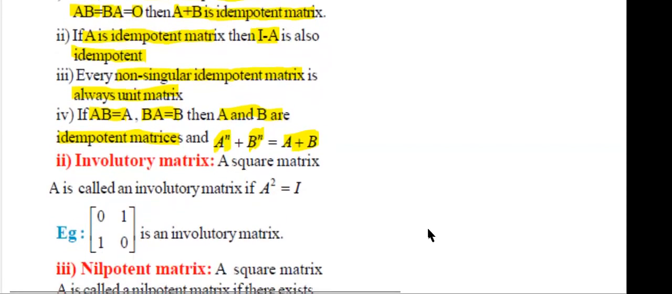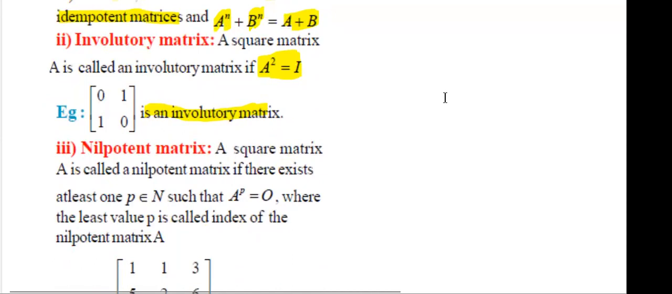Next, most important definition, involutory matrix. A square matrix A is called an involutory matrix if A square is equal to I. A square is equal to A means idempotent matrix. A square is equal to I means involutory matrix. See one example here. A is equal to 0, 1, 1, 0. On multiplication A into A, you will get I only. So A square is equal to I means A is called an involutory matrix.